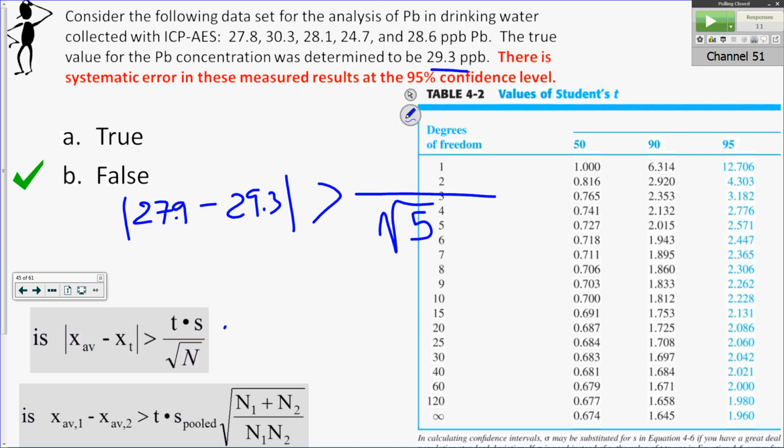Standard deviation was 0.203. And we had 5 reps, 4 degrees of freedom. So go over at 4, at 95%. This was the same one we had for the previous one, 2.776. So let's do the math. On the left-hand side, I didn't do the math right.